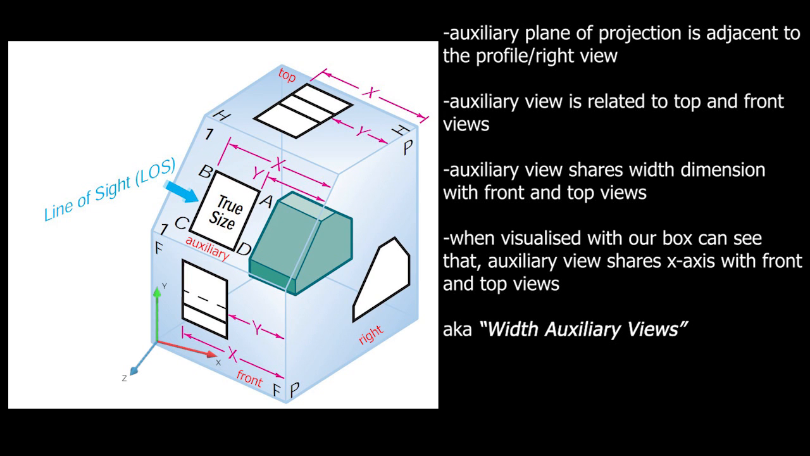Finally, we have the width auxiliary views. Here the auxiliary plane of projection is drawn adjacent to the right side view or the profile view. The auxiliary view is related to the top and front views. It shares the width dimension with the top and front views, and when visualized inside our folded box with the auxiliary view drawn on it, we can see that it shares the x-axis with the front and top views.